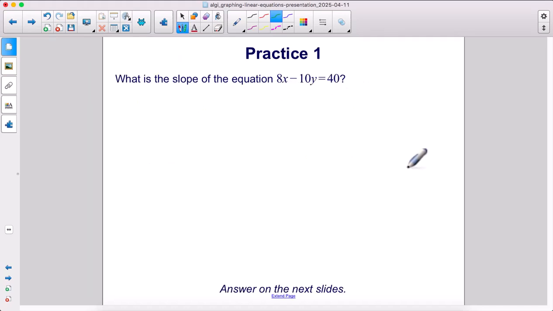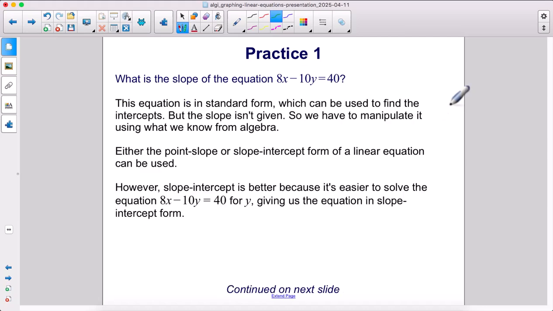What is the slope of the equation 8x minus 10y equals 40? This equation is in standard form, which can be used to find the intercepts, but the slope isn't given, so we have to manipulate it using what we know from algebra. Either the point-slope or slope-intercept form of a linear equation can be used. However, slope-intercept is better because it's easier to solve the equation 8x minus 10y equals 40 for y, giving us the equation in slope-intercept form.